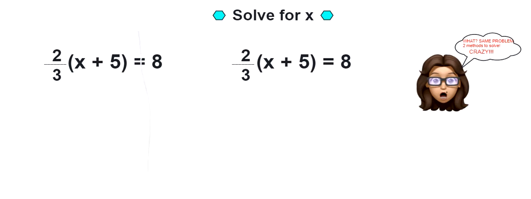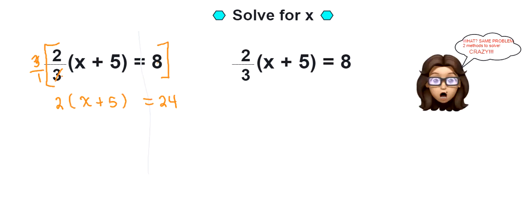Does anybody remember how we eliminate the fraction? What we multiply by? I'm going to take and multiply the whole equation by the denominator, 3. All right, when I do that, these cancel and I get just 2 times x plus 5 equals 3 times 8, 24. You have to multiply both sides by the 3.